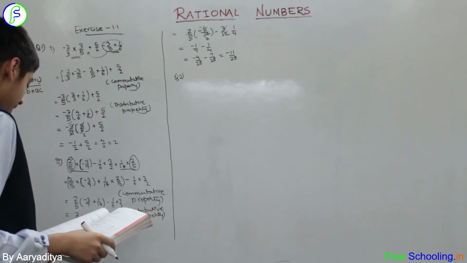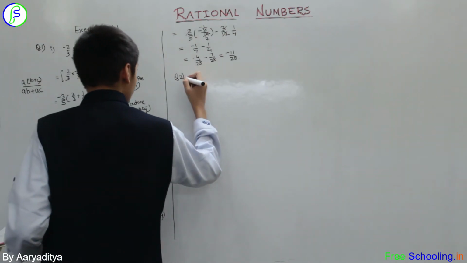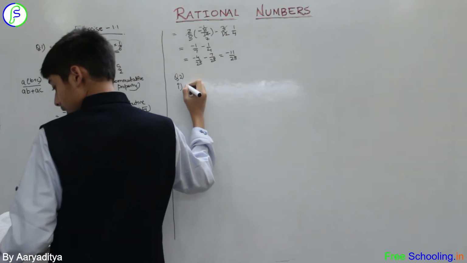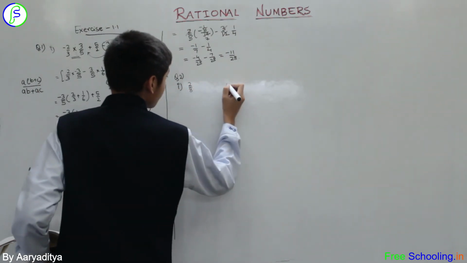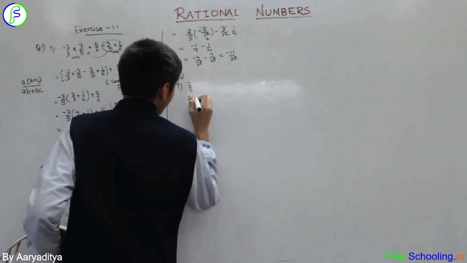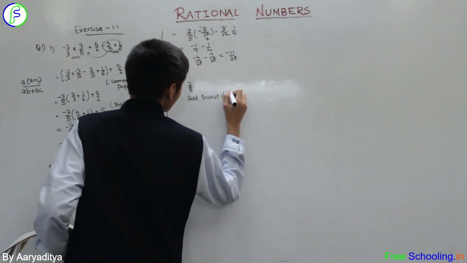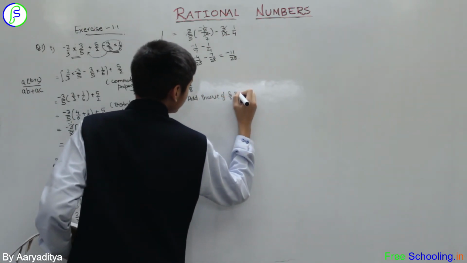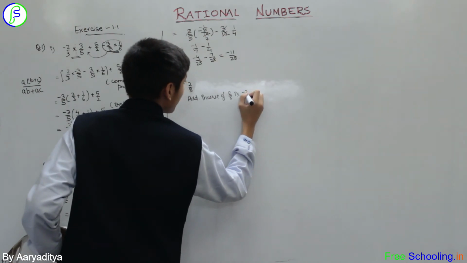Question number 2 says, write the additive inverse of each of the following. I have told you earlier the concept of additive inverse. So the first that we have is 2 by 8. Additive inverse of 2 by 8 is the negative of the number itself. The additive inverse of 2 by 8 is minus 2 by 8.